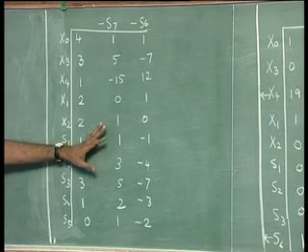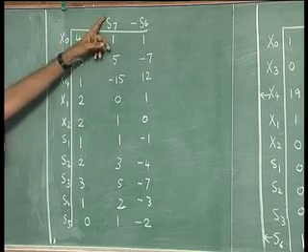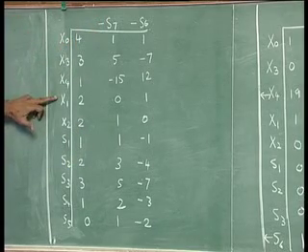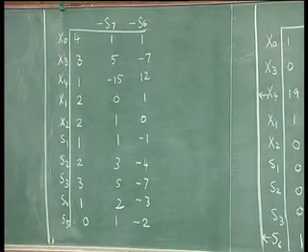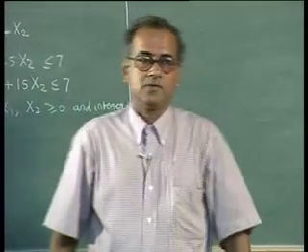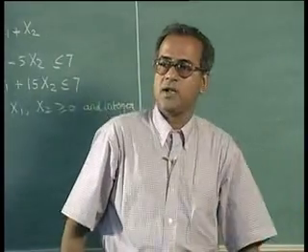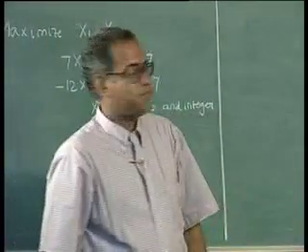Therefore, this is optimal, both primal and dual are feasible. So, the solution is x1 equal to 2, x2 equal to 2 and z equal to 4, where we are trying to maximize x1 plus x2. So, this is how the all integer primal algorithm works.